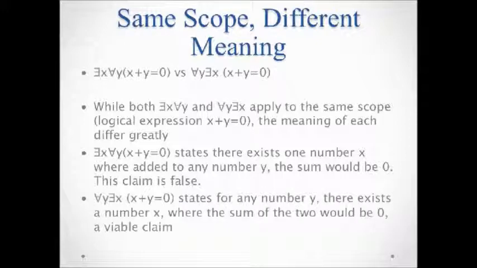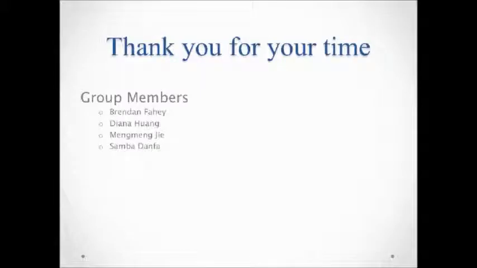The second statement says that for all y, for some x, x plus y equals 0. This statement is true because it states that for any number y, there will be an x so that the sum of the two would be 0. So if y were negative 1, then x could be 1 and it would be 0. If y were 2, x would be negative 2 and that's also 0. So the two examples have the same scope, but the order of the quantifiers can change the meaning.